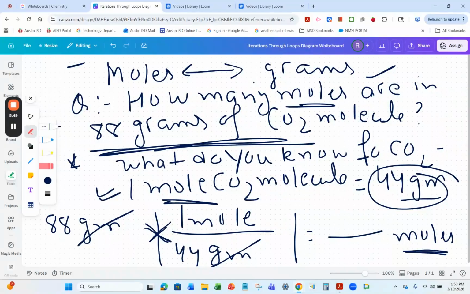They never, ever multiply. If you're multiplying your same unit, it means you're doing something wrong. You are using your known information or your conversion factor wrong. So check the rest. We know what to do. So how many moles do we have? We have 2 moles of carbon dioxide. That's your question answer. So let me show you one more example.